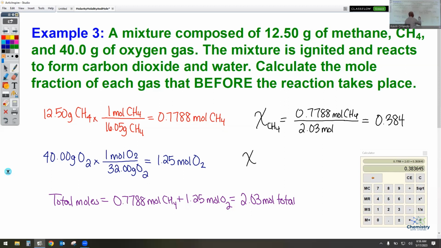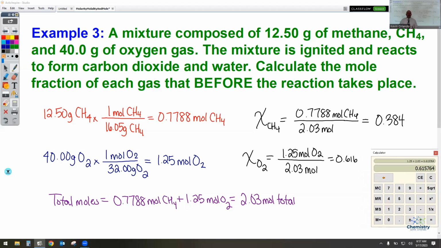So now to go on to oxygen, we have mole fraction of oxygen, which is going to equal the moles of oxygen, the 1.25, divided by the total number of moles, 2.03. I get mole fraction in this case of 0.616. Again, no unit, and they do not get multiplied by 100 to convert them to a percent.